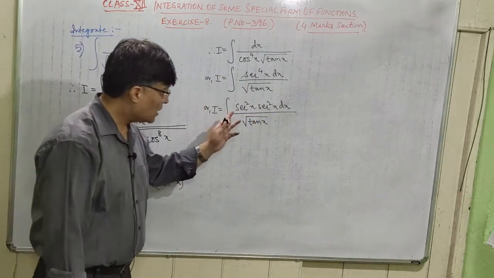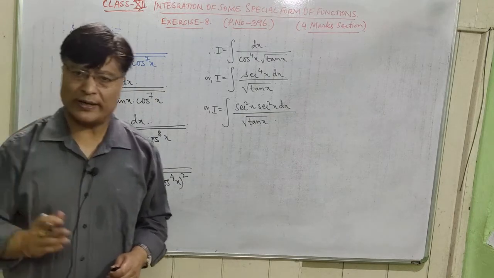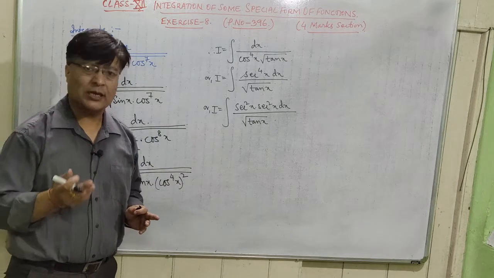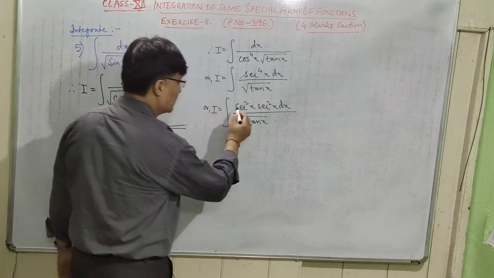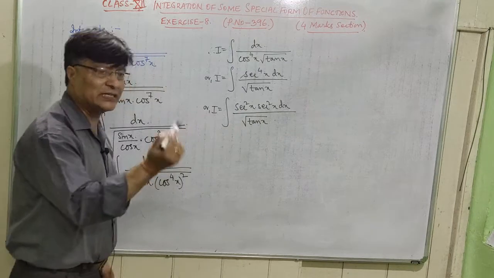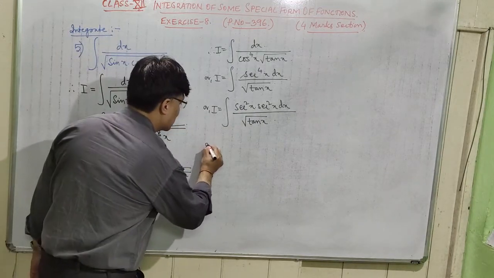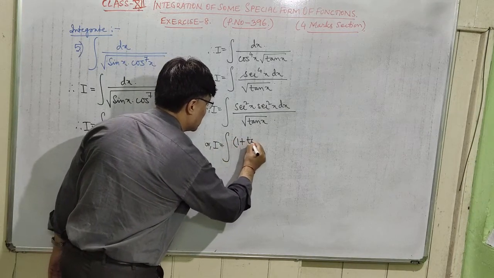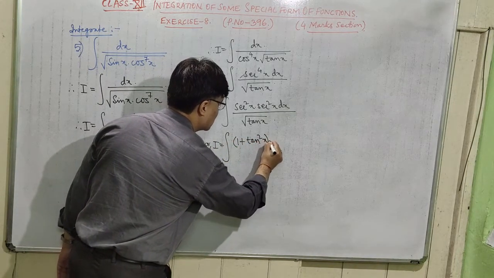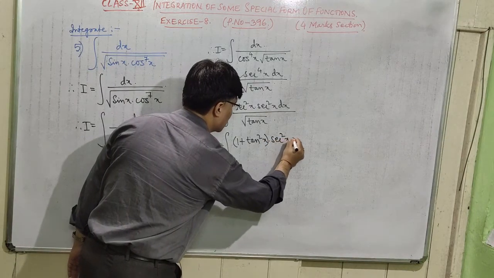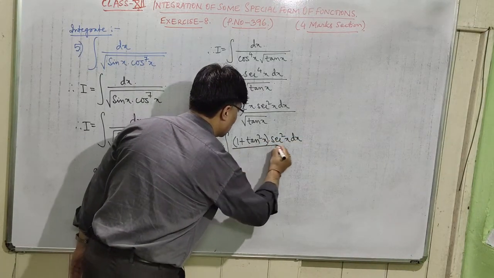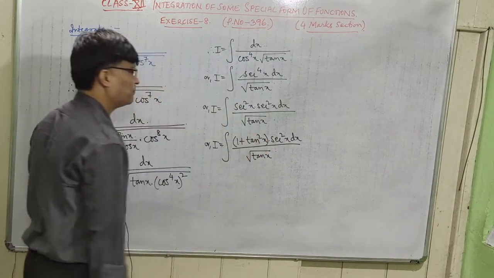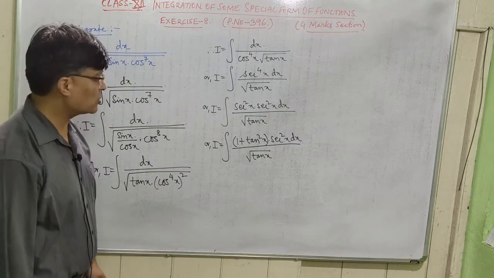Now you know that the differentiation of tan x is sec square x. So one of the sec square x is kept as it is, and you have to convert the other sec square x in terms of tan x. What is sec square x in terms of tan x? I is equal to the integral of within bracket 1 plus tan square x, bracket closed, into sec square x dx divided by the square root of tan x. So I think you have understood it.